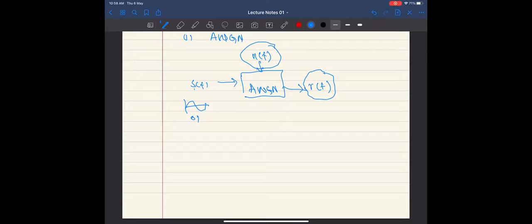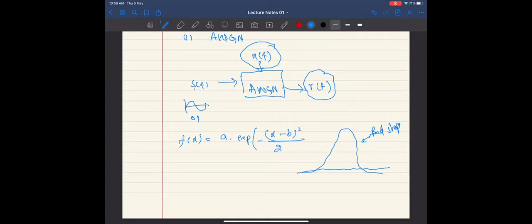Gaussian has a bell shape, this kind of bell shape, okay, and it has an axis. So mathematically it is represented as f(x) = a * exp(-(x - b)^2 / (2c^2)), where a is the height of this bell shape, and b shows the center. So this b shows how to move this Gaussian along the x-axis, and the width is c.